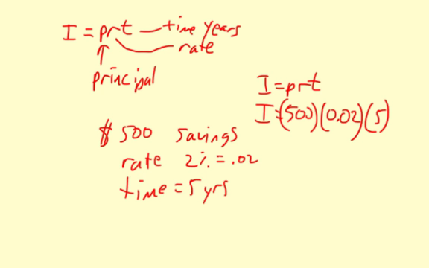Okay, so then all I have to do is multiply this out, and I will know how much interest income I will have earned. So using a calculator, I was able to figure this out, and the amount of interest is $50. So if I put $500 in savings at a rate of 2% annual interest, and the time is 5 years, I will have earned $50. So that's the big picture for this lesson.